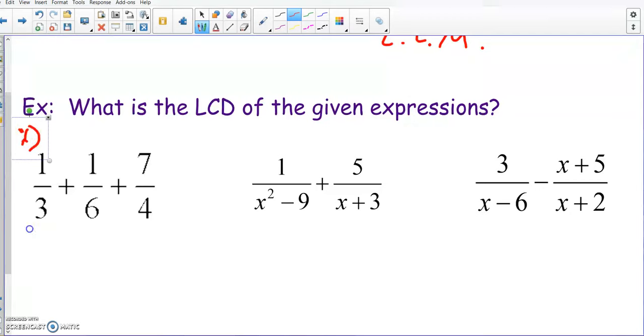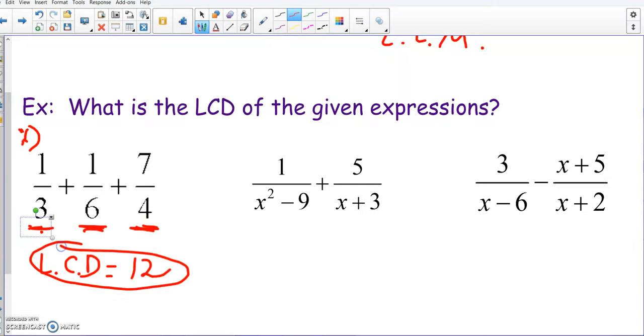We have three fractions, 1/3, 1/6, and 7/4, with denominators 3, 6, and 4. We want to figure out what the LCD is. Well, you can do it a couple different ways. You could think to yourself, what is the smallest number that 3, 6, and 4 are all a factor of? You could even think of it as, what is the smallest number that 3, 6, and 4 all multiply into? Well, either way, if you're thinking the answer of 12, I agree with you.